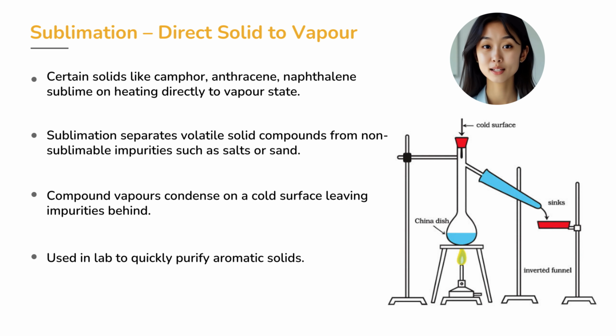When we heat such a solid, the pure compound escapes as vapor and condenses on a cold surface, leaving behind sand, salts, or other non-volatile impurities. Picture it like incense burning in a room. The solid stick produces vapors that settle elsewhere, leaving ash behind. Sublimation is fast, clean, and especially useful in labs to purify aromatic solids.